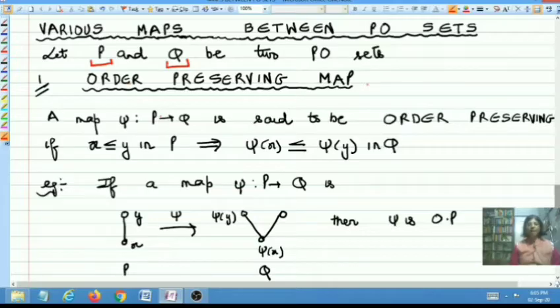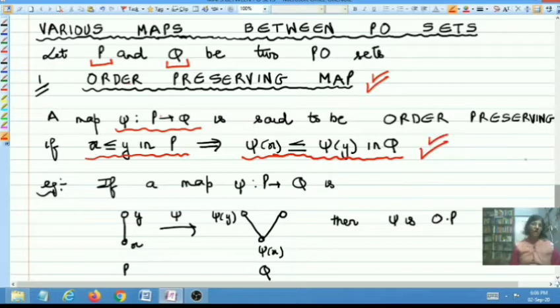The first type of map that I am going to discuss is the order preserving map. Let's say there is a map psi from P to Q. Then psi from P to Q is said to be an order preserving map if this condition holds. And what is that condition? The condition is that whenever an element X is related to Y in P, this implies that the image of X, which is psi X, is related to the image of Y, that is psi Y, in Q. If this happens, then you say that psi is an order preserving map.